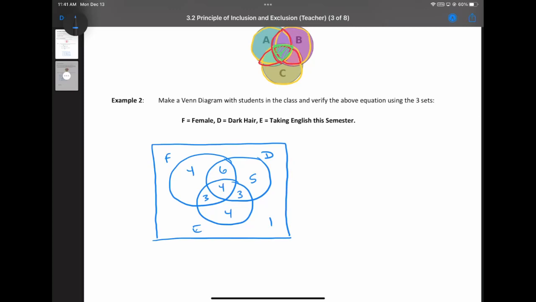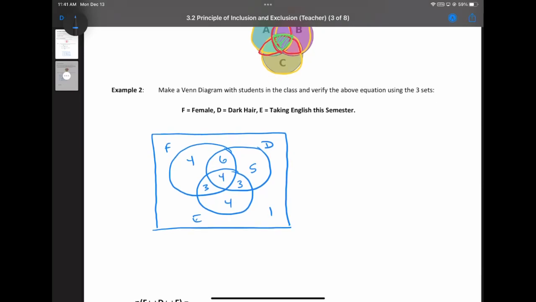Okay. So basically the information I collected was how many people are in F, how many people are in D, how many people are in E, how many people are in F and D, F and E, D and E, and all three. And then from that, we can make conclusions. So for instance, let's actually make sure that the math on this one works out.